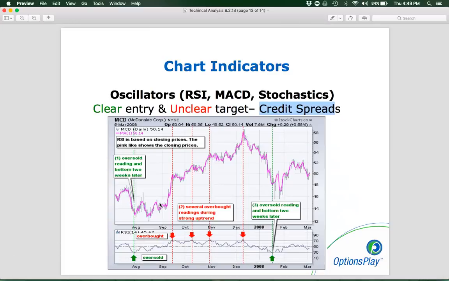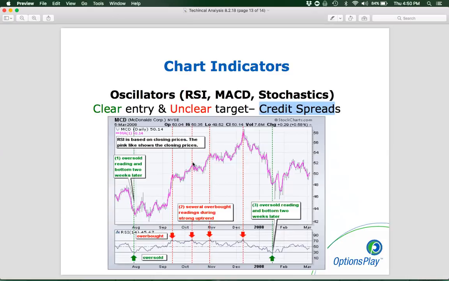So my point is that when you get an oversold condition on one of these indicators, whichever one you use, that's a good time to consider selling a put credit spread. When you get an overbought condition, that's a good time to sell a call credit spread. And you can continue to sell these call credit spreads, which will basically benefit as long as the stock doesn't go significantly higher. And that's what overbought tells you, that it's unlikely to go significantly higher.